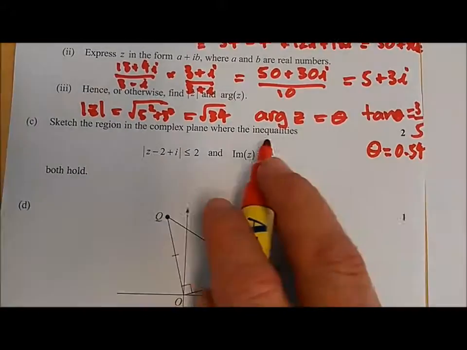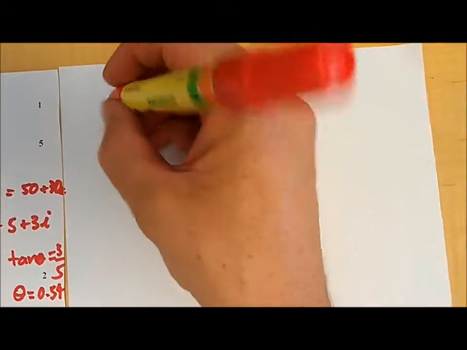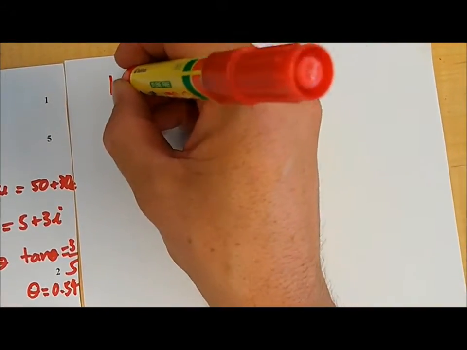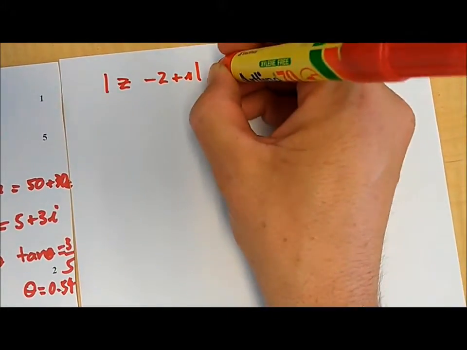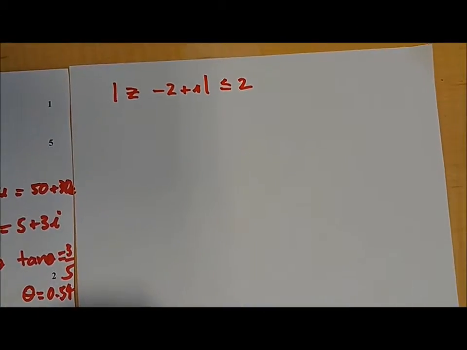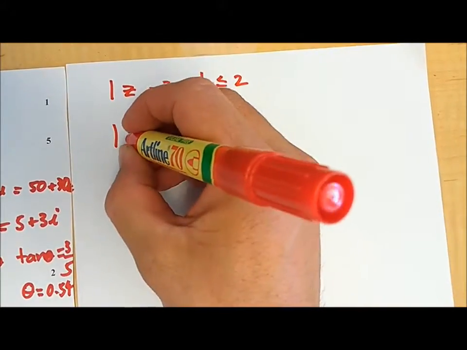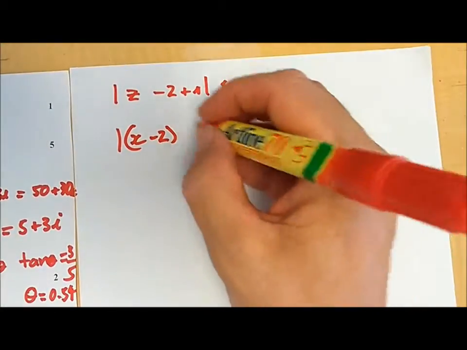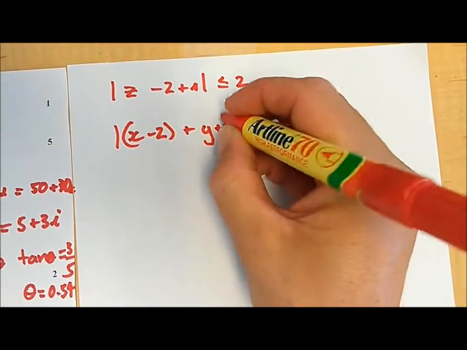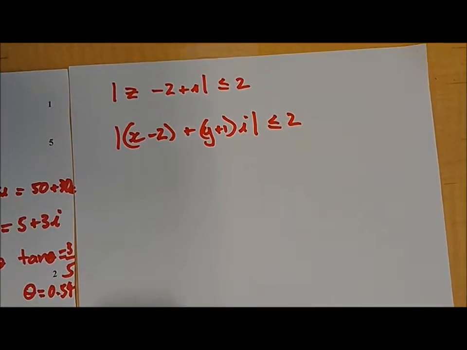Next one is sketching a region in the complex plane. Now, a suggestion if you're stuck on this sort of thing, so it's the modulus of z minus 2 plus i is less than or equal to 2. A suggestion is you could do it algebraically. You could work through and say that z is x plus iy, so I'll write that as x minus 2 as the real part, plus y plus 1, i as the imaginary part, less than or equal to 2.